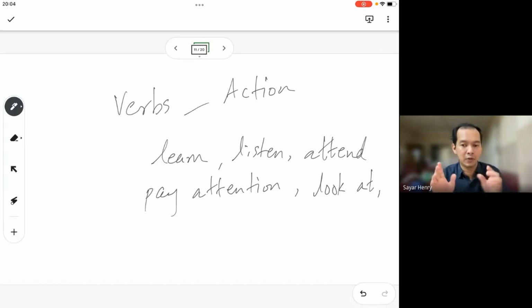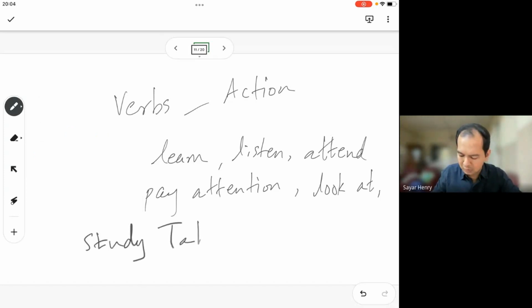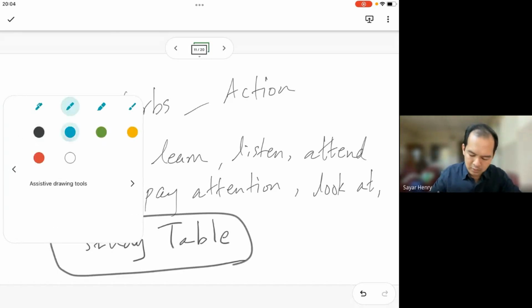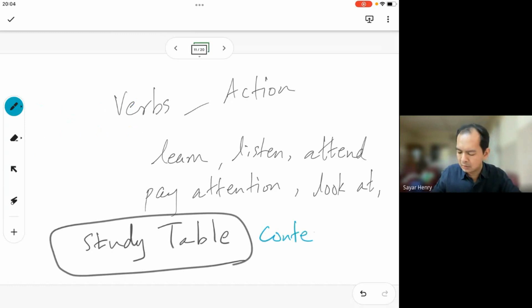So the first thing is to think about the context. The first context I want you to use is the study table. Okay, study table. Let me write it down here. Now this is the first context I want you to think about. So look at your table right now, and then write the verbs in the chat for about 1 minute. I will start the timer here. Think about study table and all the verbs related to study table.